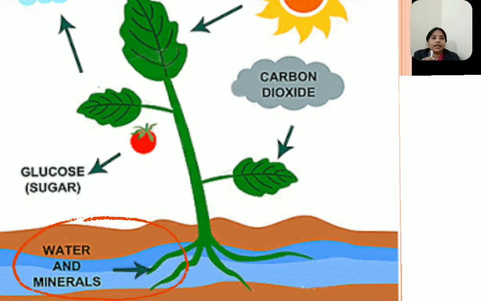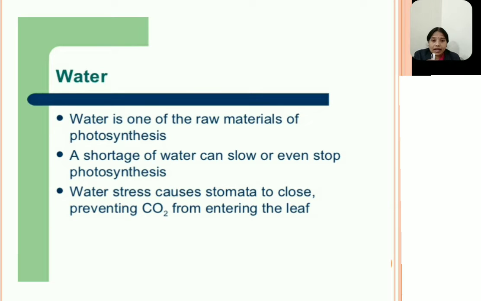Water is one of the raw materials in this process, and if there is less availability of water, the plant checks the rate by closing the stomata, therefore affecting the entry of carbon dioxide into the leaf. Water stress causes stomata to close, preventing carbon dioxide from entering the leaf.